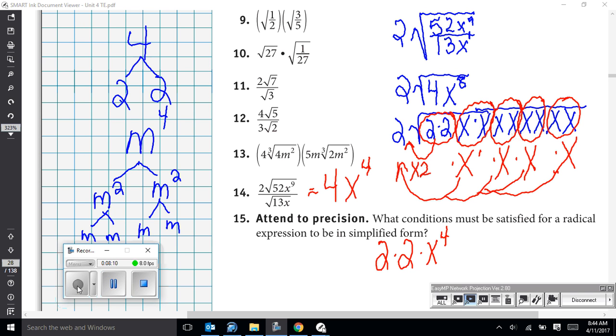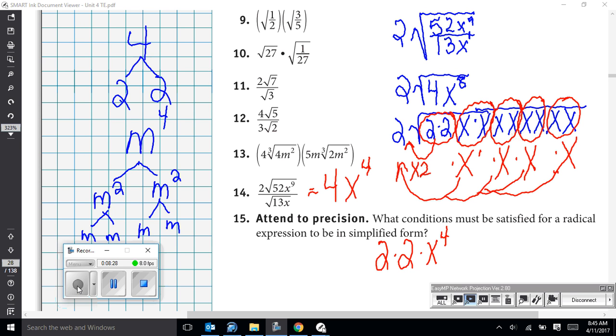In the previous one, I guess I erased the answer too. We had an m left inside in number 14, right? Why couldn't we simplify that any further? Right, because we didn't have any full groups left, right? We didn't have a full group to pull out.